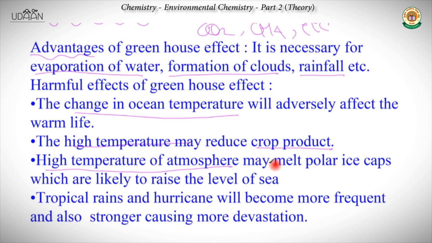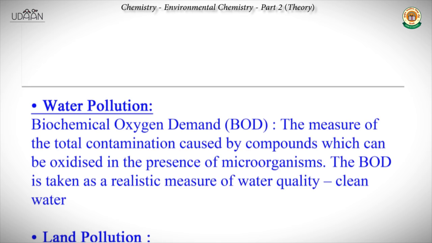High temperature of the atmosphere may melt polar ice caps, so they are likely to raise the level of the sea, which would cause floods and affect the coastal areas. The tropical rains and hurricanes are also a consequence of excessive greenhouse effect, which become more frequent when the greenhouse effect exceeds a certain limit, and are also stronger, thus causing larger devastation.